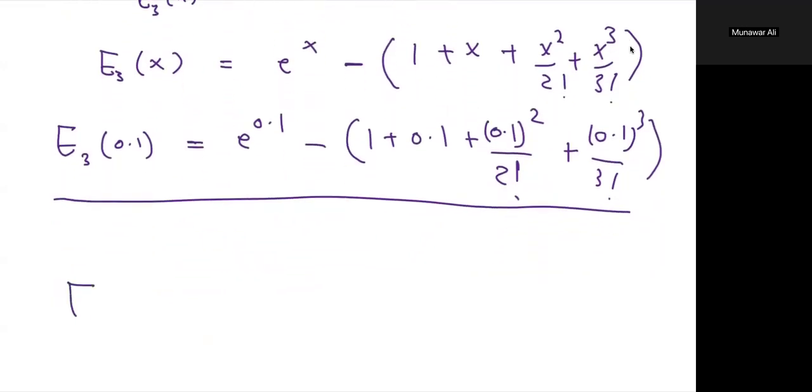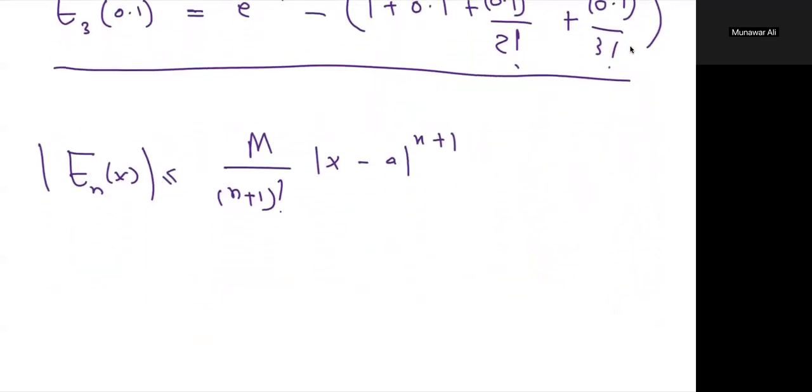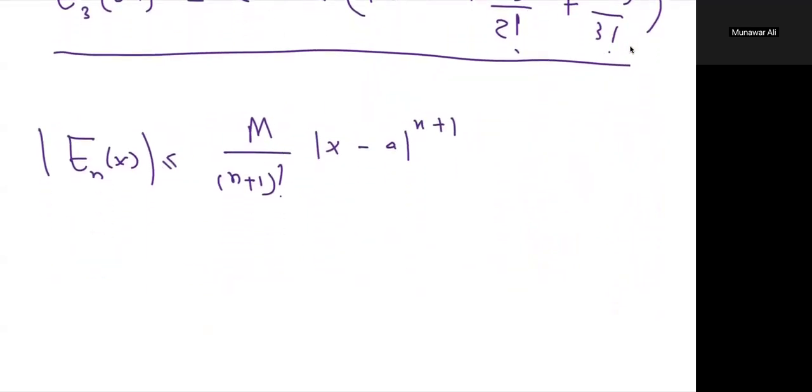Now what is the error bound? The absolute value of the error En of x should be bounded by M divided by (n plus 1) factorial times the absolute value of x minus a to the n plus 1. Now I'm going to replace n by 3, so this is 3, this is 3, this is 3, and a is 0. And x is any point within the interval that you're estimating.